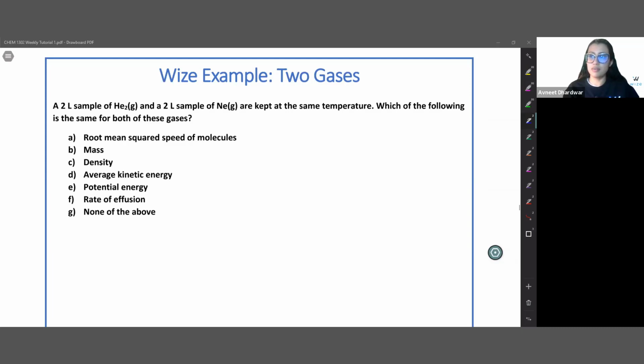Okay, start taking it up. I included this one because the words are confusing for students. It just tells us there's two different gases. They're at the same temperature. Which of the following is the same?